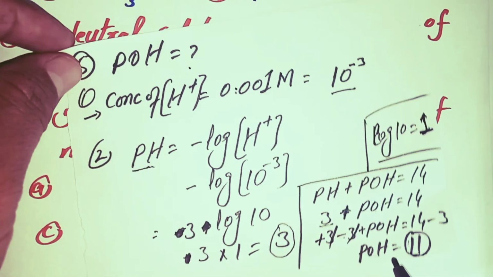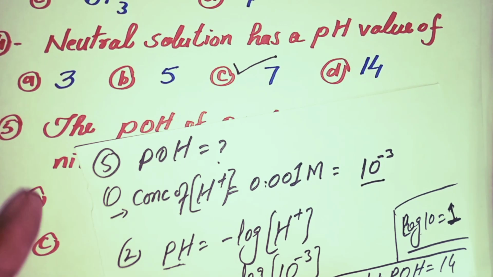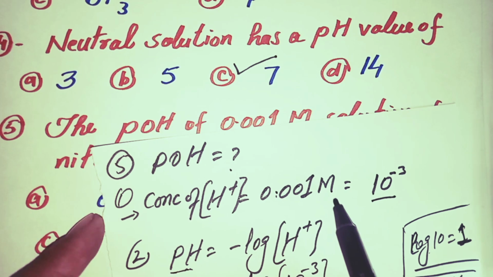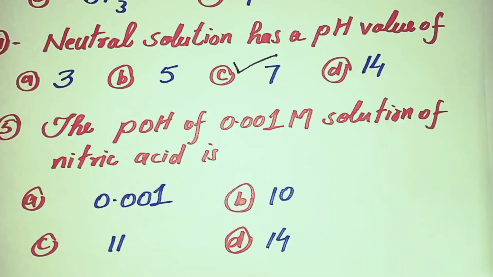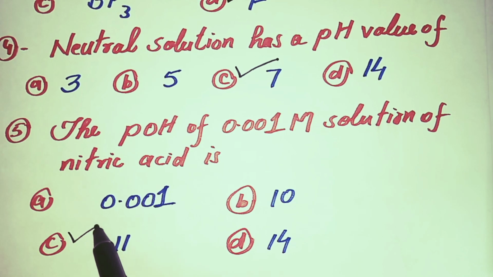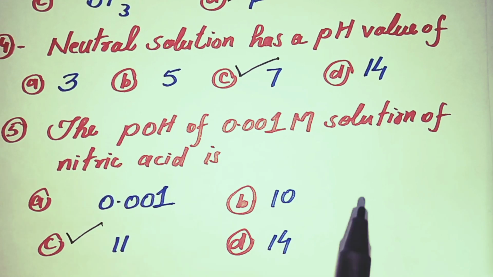So if a solution has 0.001 mole hydrogen ion concentration, that is nitric acid, its pOH value is 11. So the option C is correct.